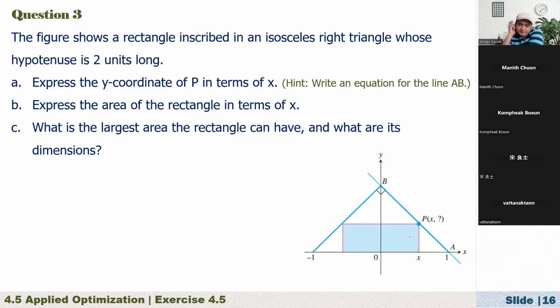And the hint: write an equation for the line AB. Okay, we can write this. Express the area of the rectangle in terms of x. And what is the largest area the rectangle can have, and what are its dimensions? So I think it is a similar question to the one we did in question 3.